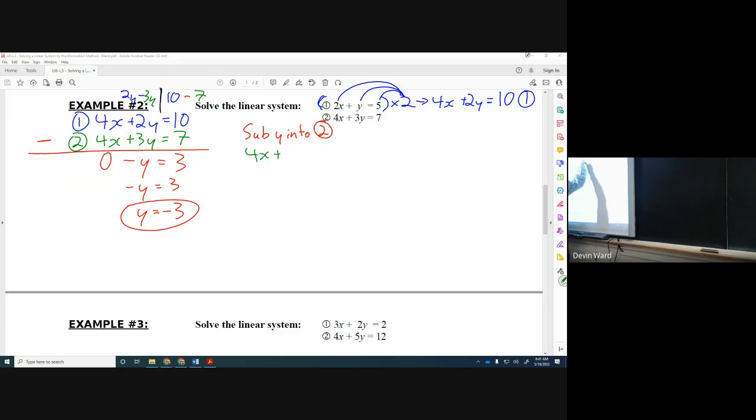4x plus 3y equals 7. So 4x plus 3, and y is negative 3.